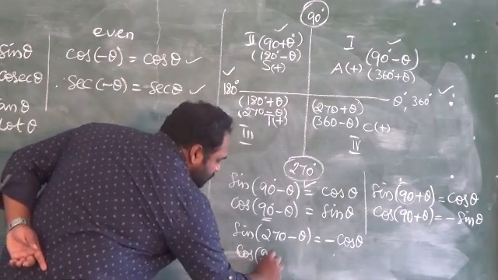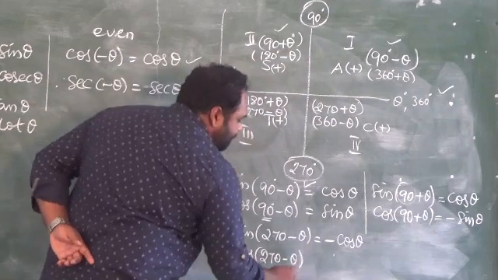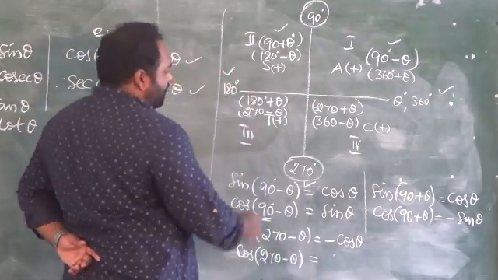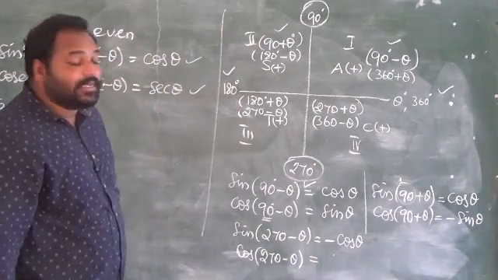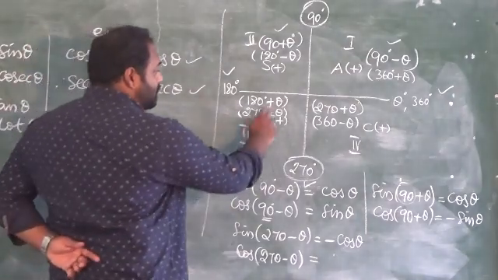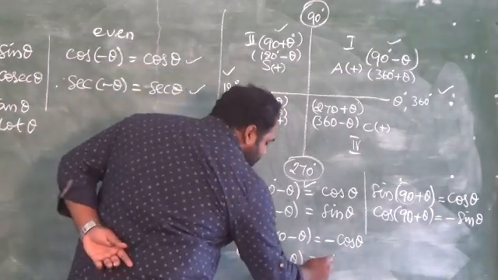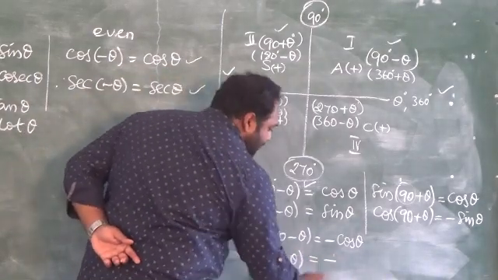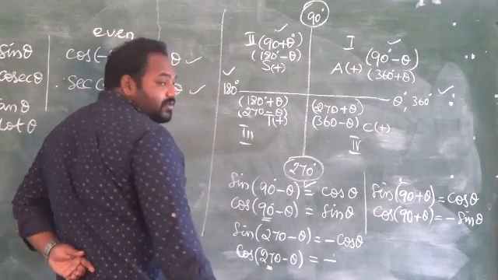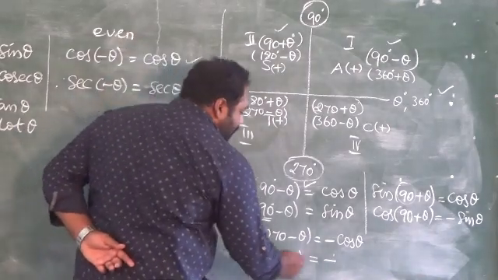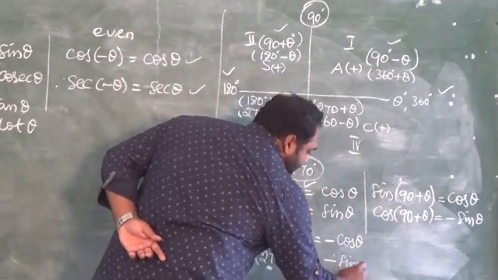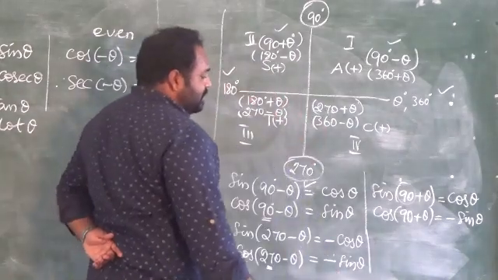Cos 270 minus theta, which quadrant? Third quadrant. Cos will be negative because in the third quadrant only tan is positive, so sine and cos are negative, so minus. Because of 270 we have to change the co-ratio. The co-ratio of cos is sine theta.